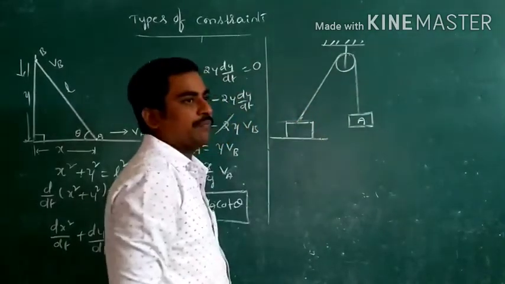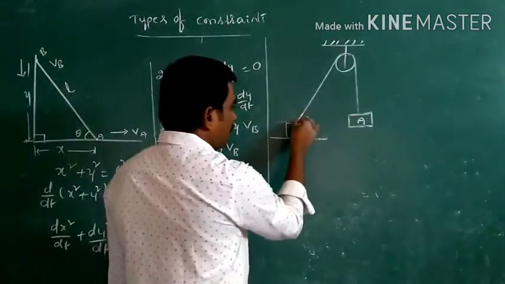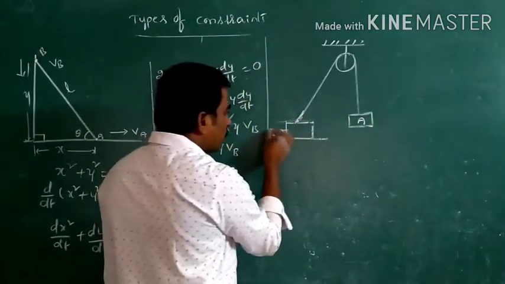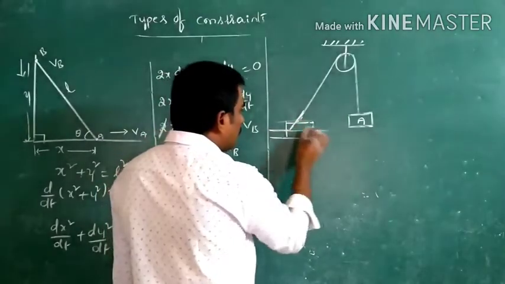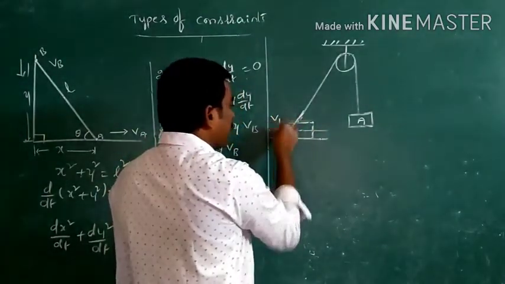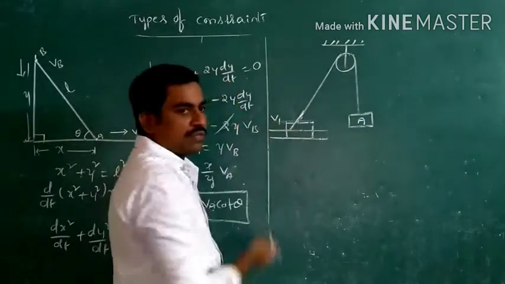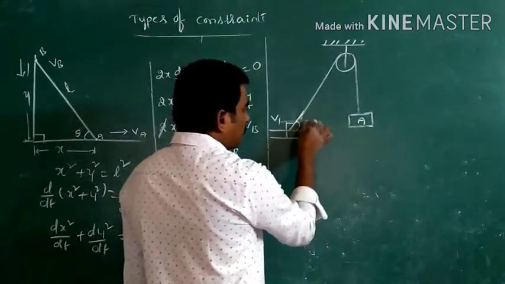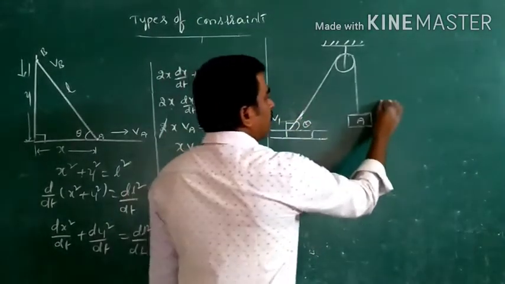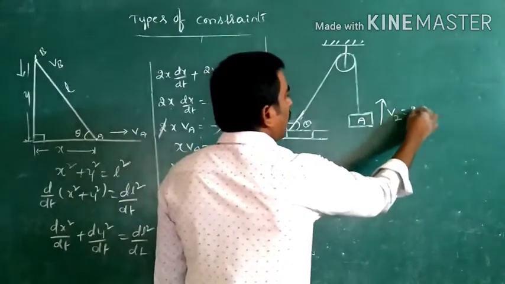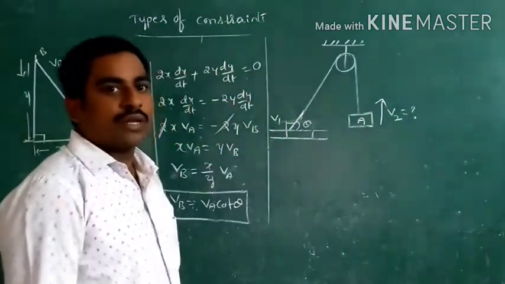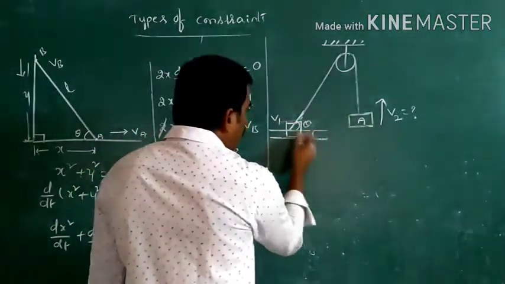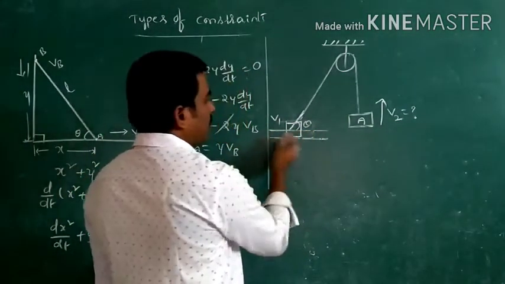This is block A. This block moves with velocity v1. This one makes an angle theta with the horizontal, and this one moves with velocity v2. Now what is the velocity v2? So this block moves with v1.